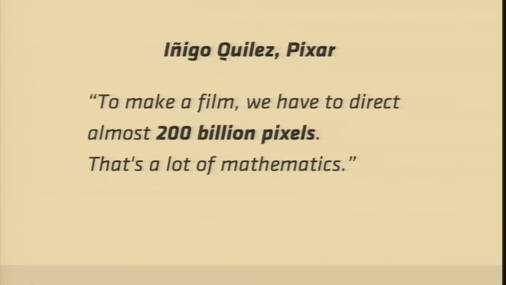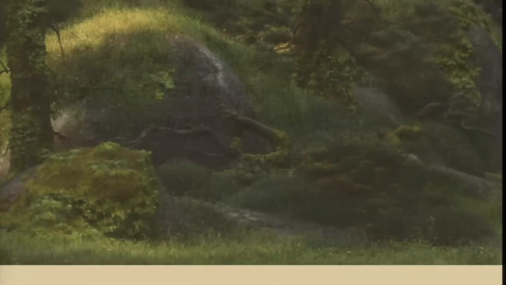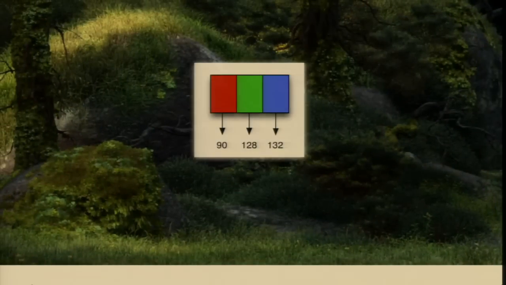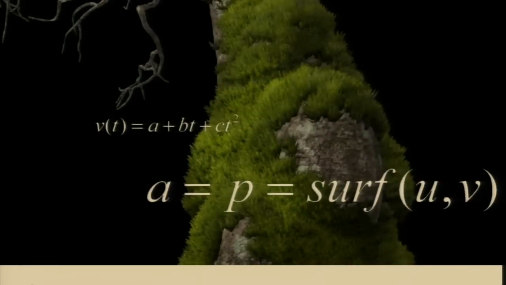Inigo Quiles at Pixar, who said, "To make a film, we have to direct almost 200 billion pixels. That's a lot of mathematics." And so what he's talking about is you have an image like this that's obviously made out of over 1 million pixels. Each one of those has 3 colors, RGB. That's a lot of numbers. But you're not really trying to describe a formula that generates this image directly. What you're trying to describe is what's in the scene, the objects.